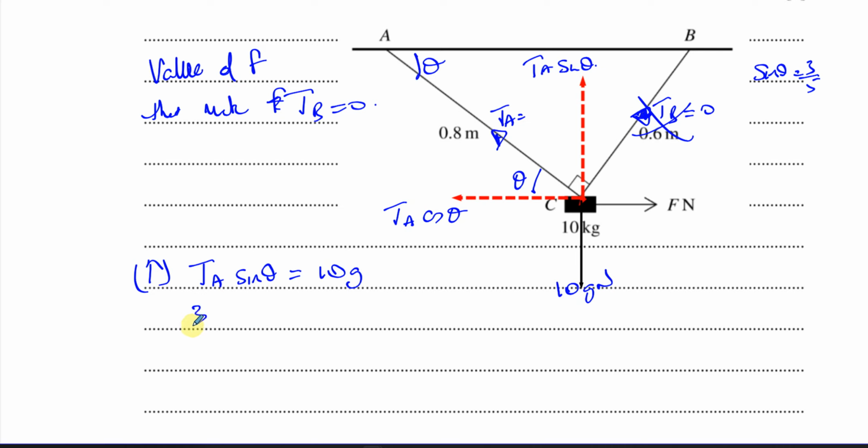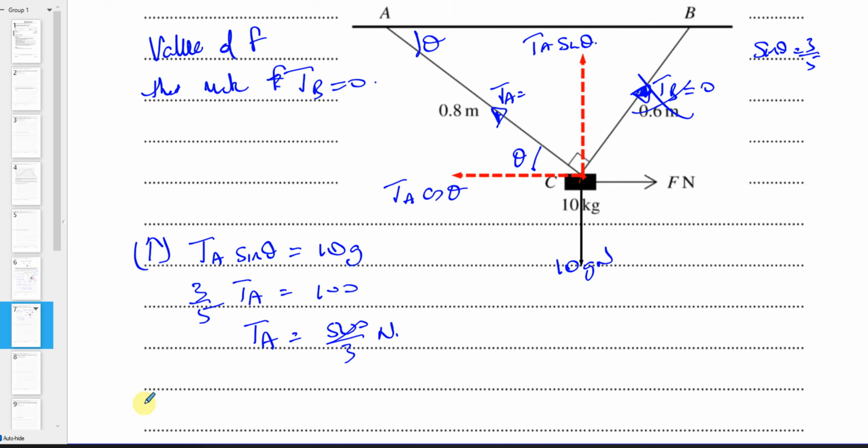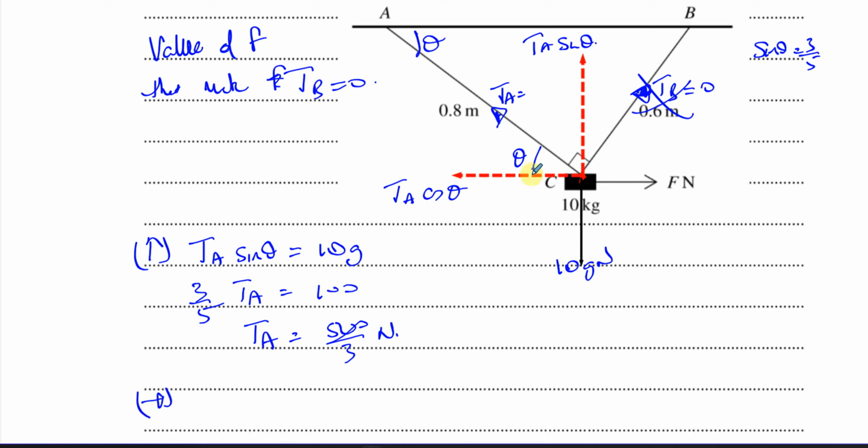So 3/5 TA equals 100. So we can work out what TA is going to be. That's 100 times 5, that's 500 over 3 newtons. And then we can work out the horizontal components. So horizontally, we have F is equal to TA cosine theta. So we know what TA is now. So F is equal to TA, which is 500 over 3, times cosine theta, which is going to be 4/5.